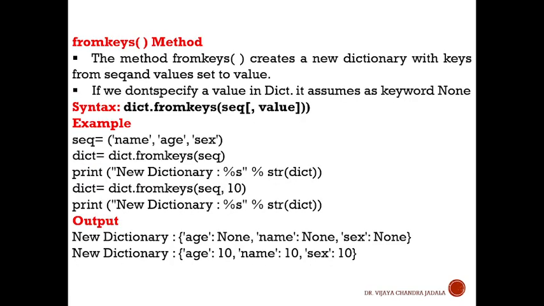The fromkeys method. The method fromkeys creates a new dictionary with keys from a sequence and values set to value. If we don't specify a value in dict, it assumes the value None. dict.fromkeys(seq, value). So an example program is given, check it out.